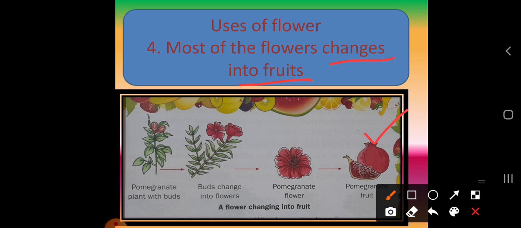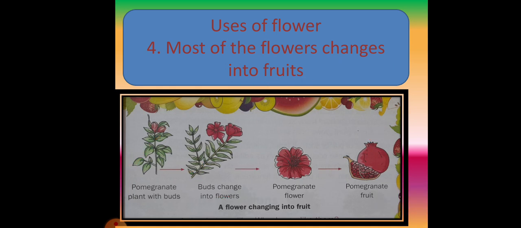So we are calling them red diamonds, the seeds of pomegranate. So what happens? Pomegranate plants have buds. Before, it was having very beautiful buds. Then later on these buds will develop into the flower. Then the buds change into the flower. Then this pomegranate flower becomes very attractive, which is red in color. Then this pomegranate flower will convert into which fruit? Pomegranate fruit. So this is one of the uses where most of the flowers change into fruits.